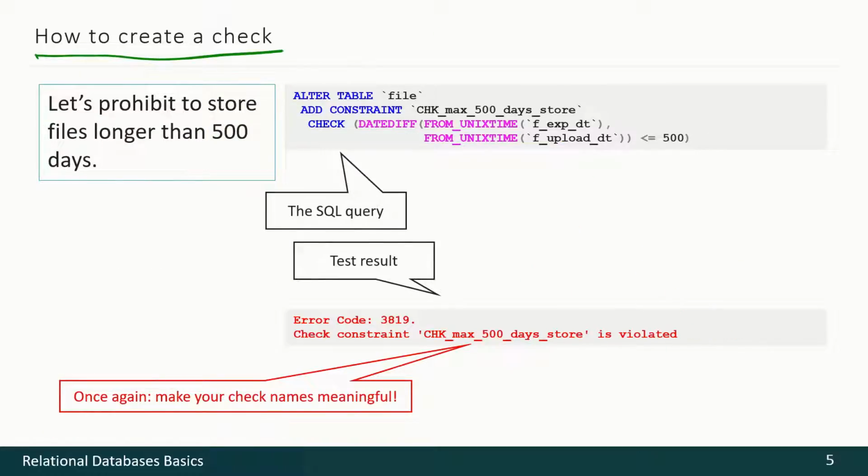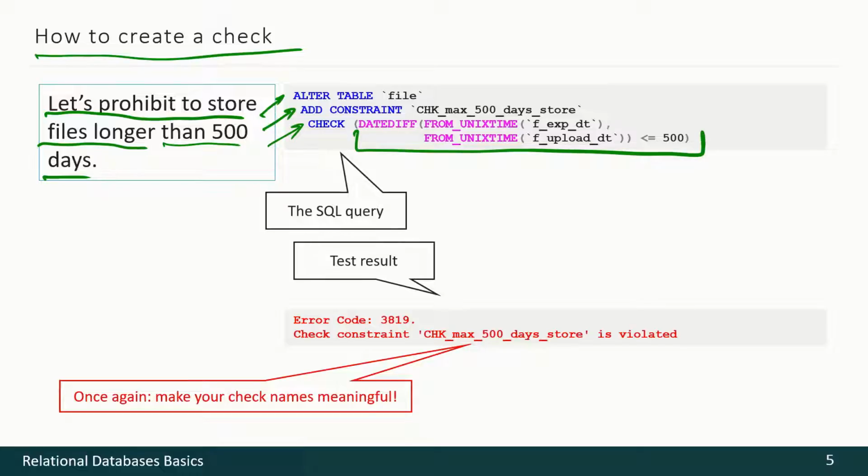And another quick example. Let's prohibit to store files in our file storage service longer than 500 days. Once again, we are altering table, adding a constraint, and that constraint is check, and this is the rule. And if we try to violate that rule with some SQL query, we receive such an error message.